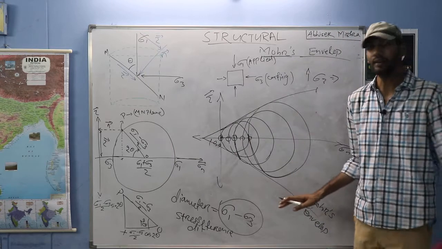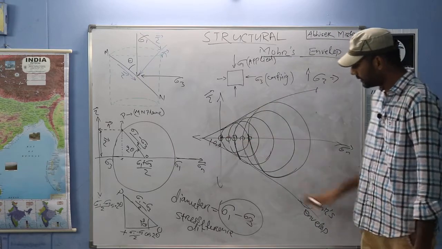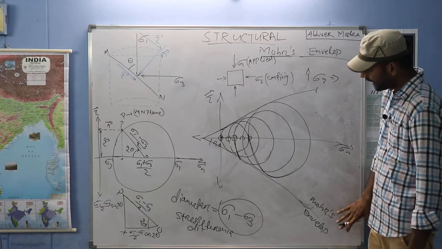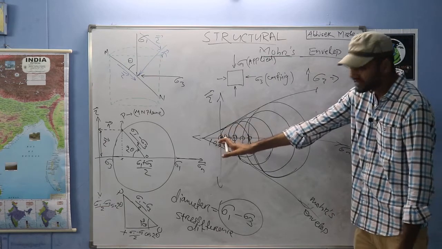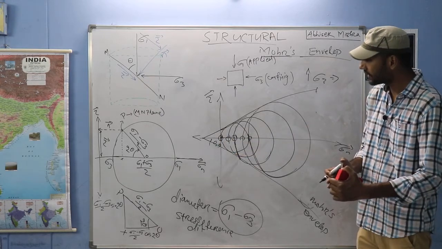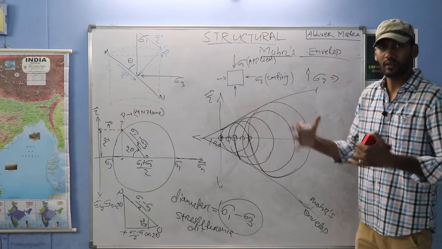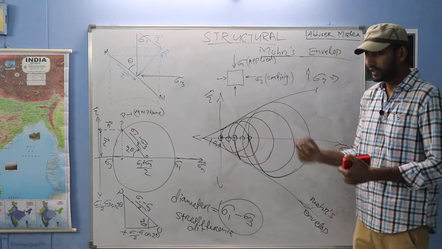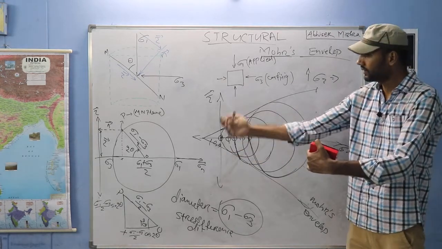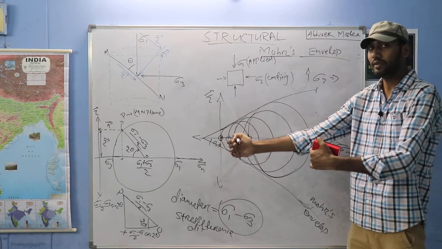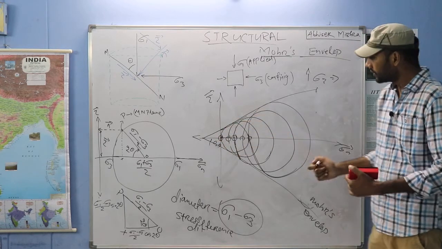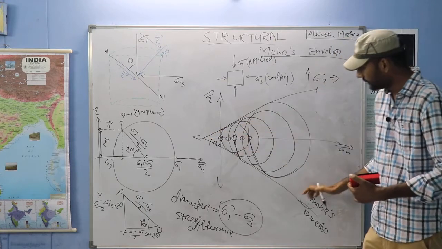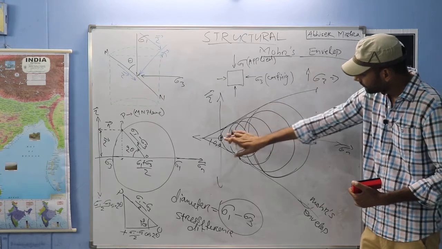Okay, so this tangent plane represents the Mohr's envelope. What do I mean by this Mohr's envelope? I have told you I am taking sigma 3. For that sigma 3, the material will absorb some stress, up to some limit. Beyond that it will break down. Then I will increase sigma 3, and up to a certain limit, it will absorb. Beyond that it will break.